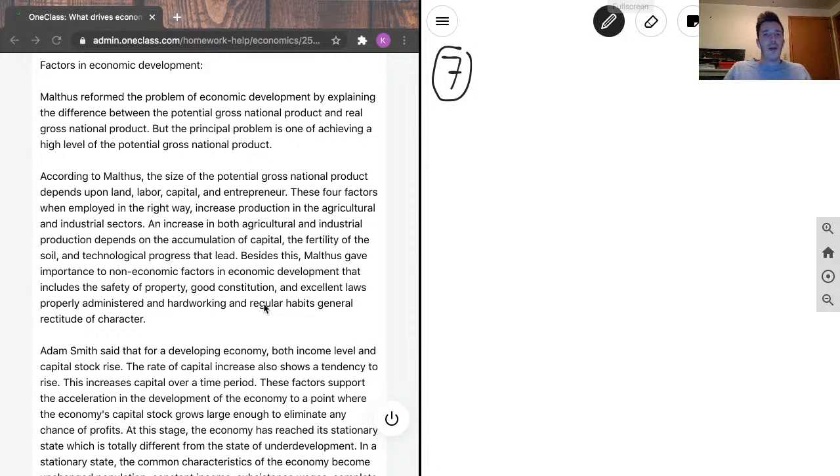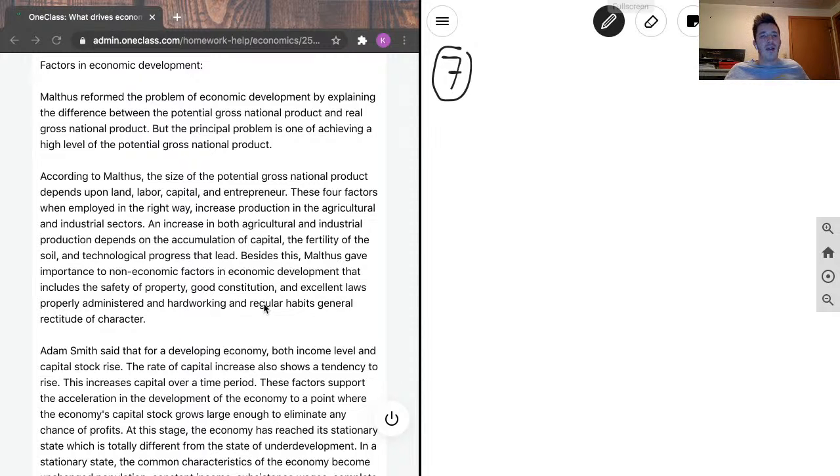Malthus reformed the problem of economic development by explaining the difference between the potential gross national product and real gross national product. But the principal problem is one of achieving a high level of the potential gross national product. According to Malthus, the size of the potential gross national product depends on land, labor, capital, and entrepreneurship. These four factors, when employed in the right way, increase production in the agricultural and industrial sectors.